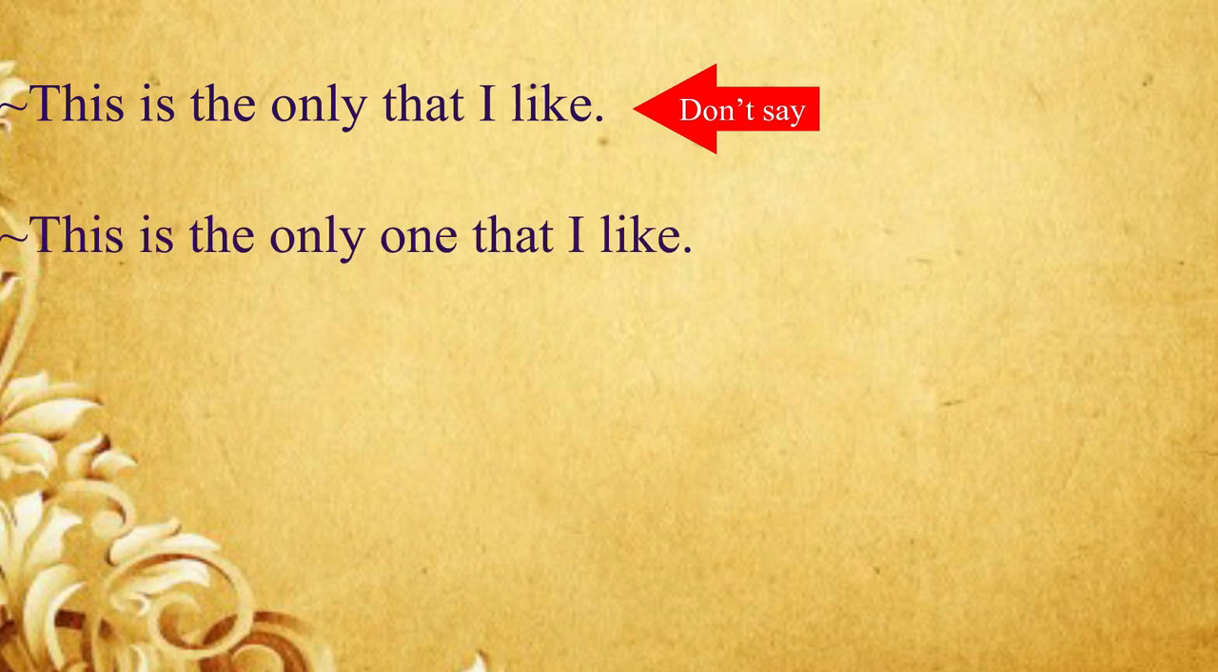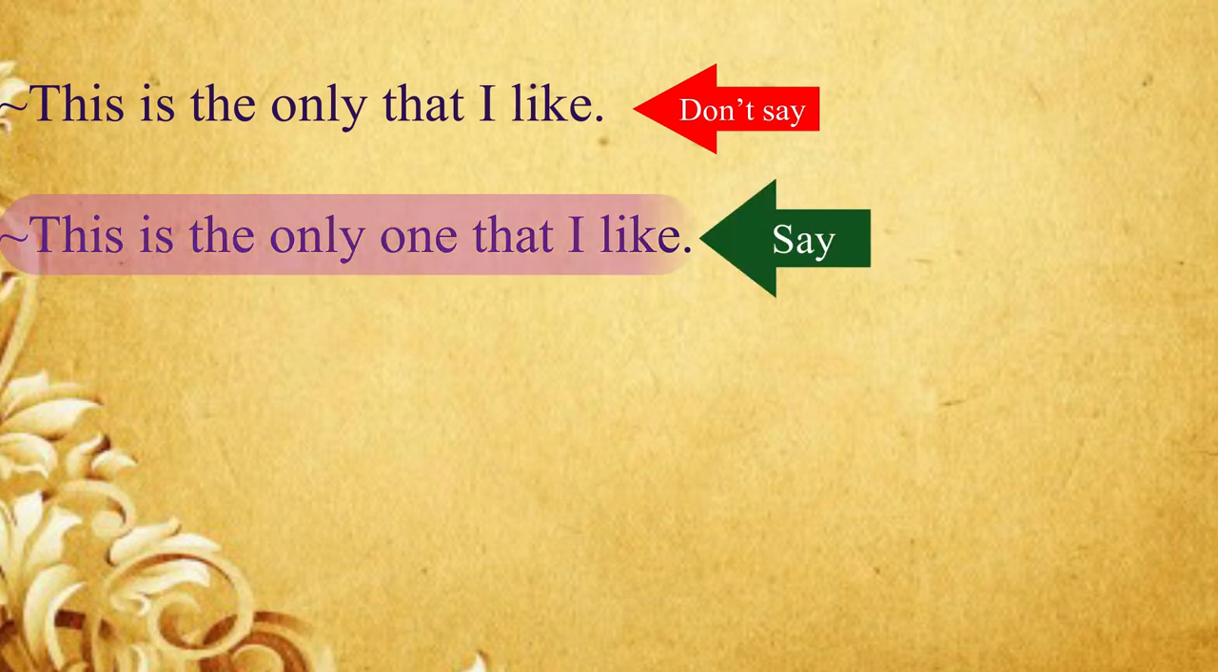Let's move to the next example. Our next sentence is, "This is the only that I like." In this sentence, the object is not clear. It should be like this. Please repeat after me. "This is the only one that I like." Here in this sentence, the word "one" is used for the thing or object of which we are talking about.